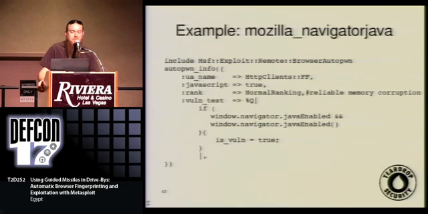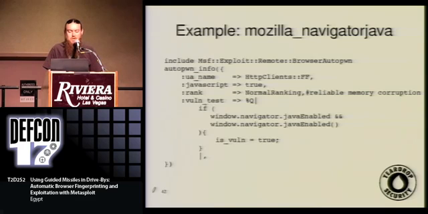So here's an example with Mozilla Navigator Java. You have to have Java installed, which we can determine based on the existence of Java enabled, and you have to have Java enabled. So we check to make sure that it is, and if that is true, then we're good to go and go ahead and try this exploit.